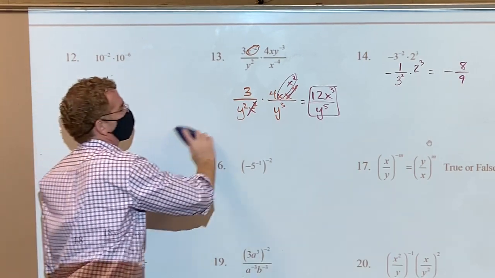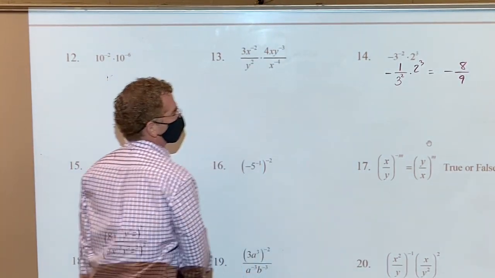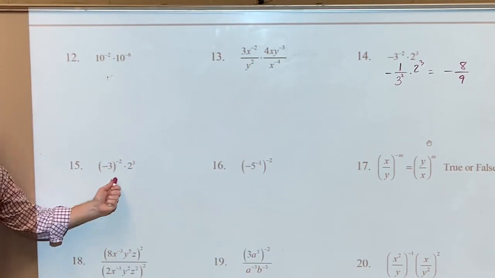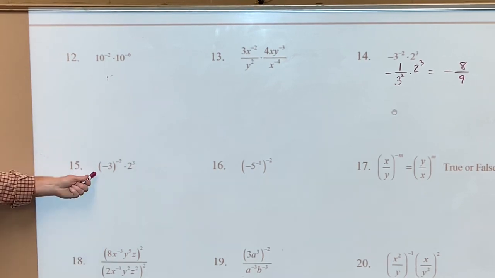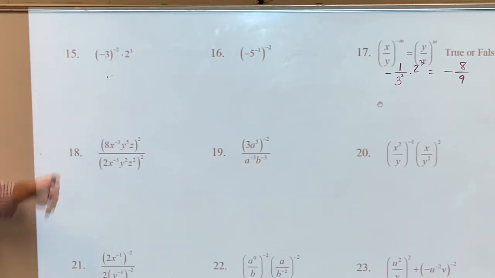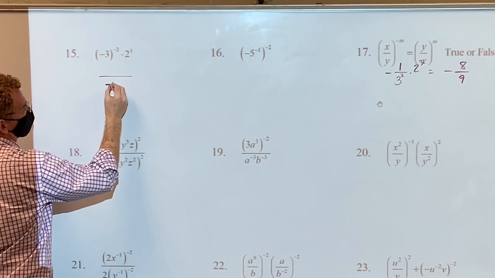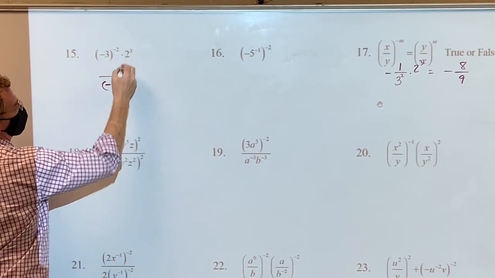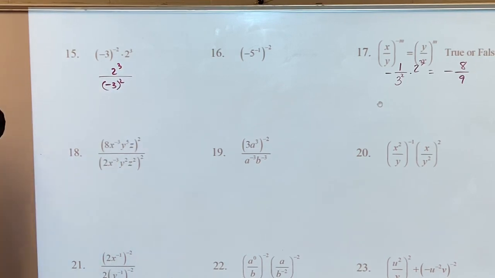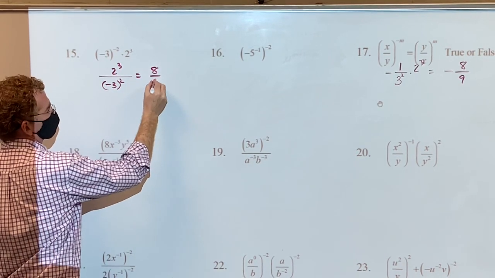Now look at number 15. Kind of brings the point home. Number 15 and number 14 were really the same problem except for the parentheses. So now what happens on 15? Yeah, the whole thing gets brought down to the denominator and squared. The 2 cubed remains in the numerator. And this time I do end up with 8/9.